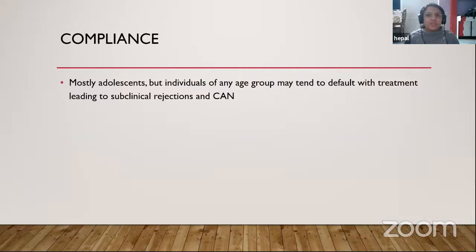Compliance. Adherence to immunosuppressants is a practical issue, mostly in adolescents, because they are at an age where their attitude is going to be casual, less responsible, and they are occupied with multiple other things. So they tend to miss the immunosuppressants, knowingly or unknowingly, and individuals of any age group may tend to default with the treatment, leading to subclinical rejection and chronic allograft nephropathy.